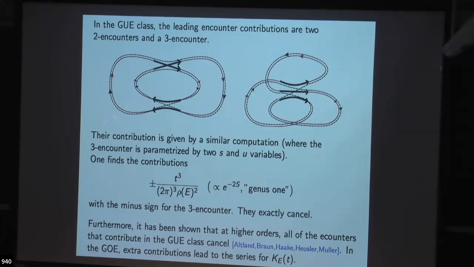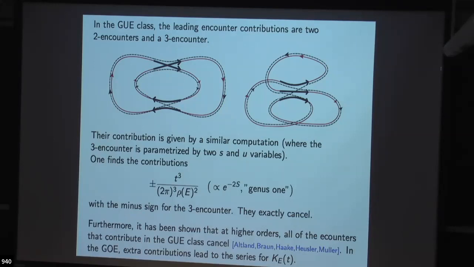In the GOE case, there will be some extra encounters at this order, which would give a t cubed over rho, and they wouldn't cancel. It's been shown actually that at higher orders, to all orders, in the GUE class, all the encounters cancel. And in the GOE class, the extra ones that appear only for the GOE give the correct series of corrections to the GOE spectral form factor.